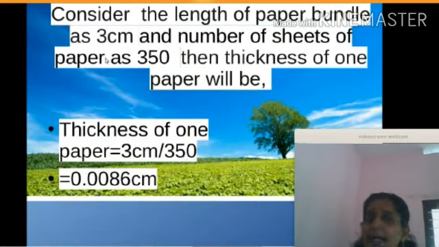For example, consider the length of the paper bundle as 3 centimeter, and the number of sheets of paper as 350. Then the thickness of one paper, a single paper, will be 3 centimeter divided by 350. You have to divide the height by the number of papers. If you divide the height by the number of papers, you get the thickness of only one paper. Okay? Yes.